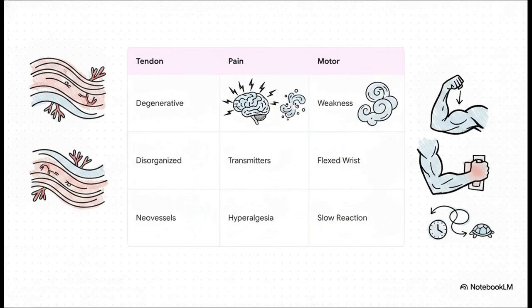First up, we've got tendon pathology. The absolutely critical thing to remember here, these are non-inflammatory degenerative changes. We are talking collagen disorganization, cell proliferation, neovessel ingrowth. It is not acute inflammation.